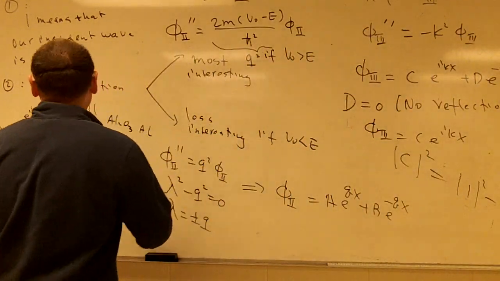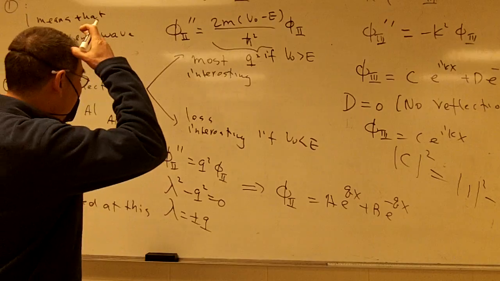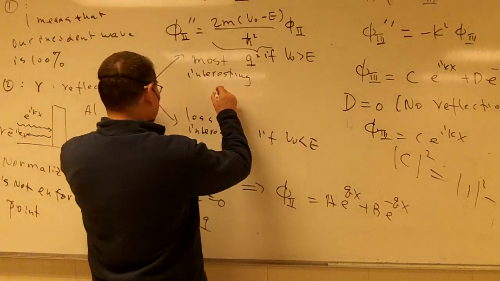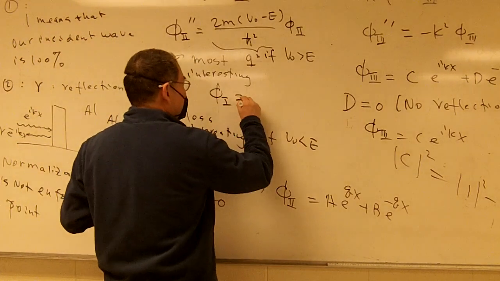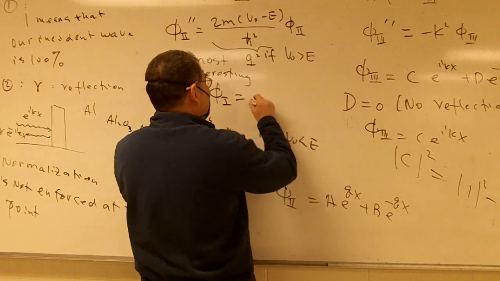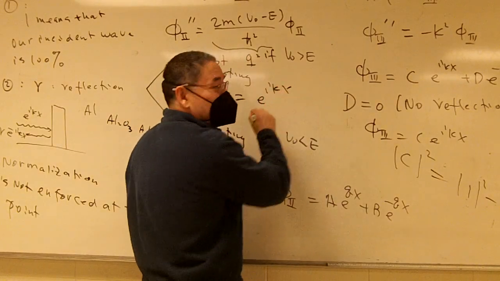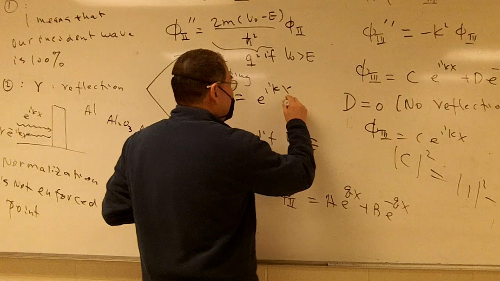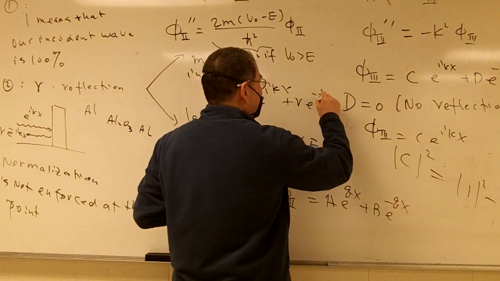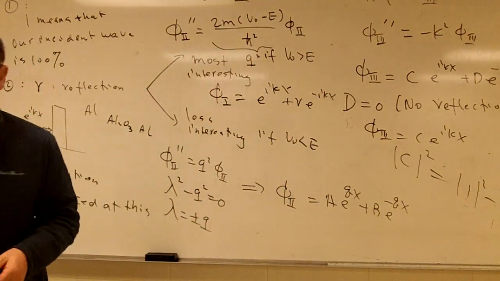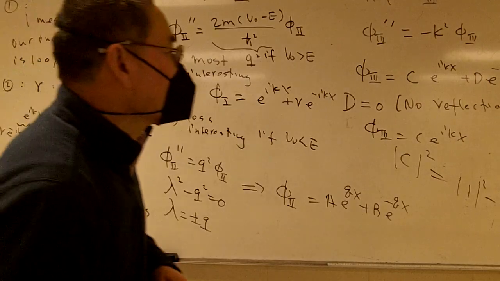So region number 1, I think I erased that. Let me write this down. Phi 1 just equals 1 times e to the positive ikx, plus r times e to the negative ikx. Exactly, that's exactly what Aisha said. Yes, this is perfect.